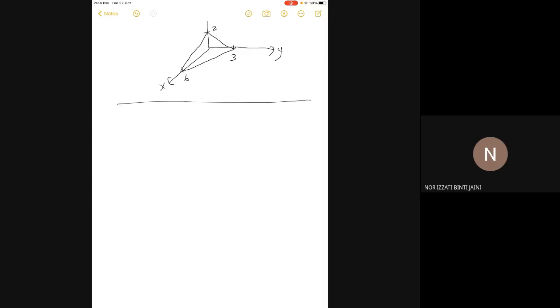Okay, number 6. Let's say number 6. Find the distance from the point 2, 3, 4 to the XY plane, XZ plane, YZ plane, X-axis, Y-axis and Z-axis.